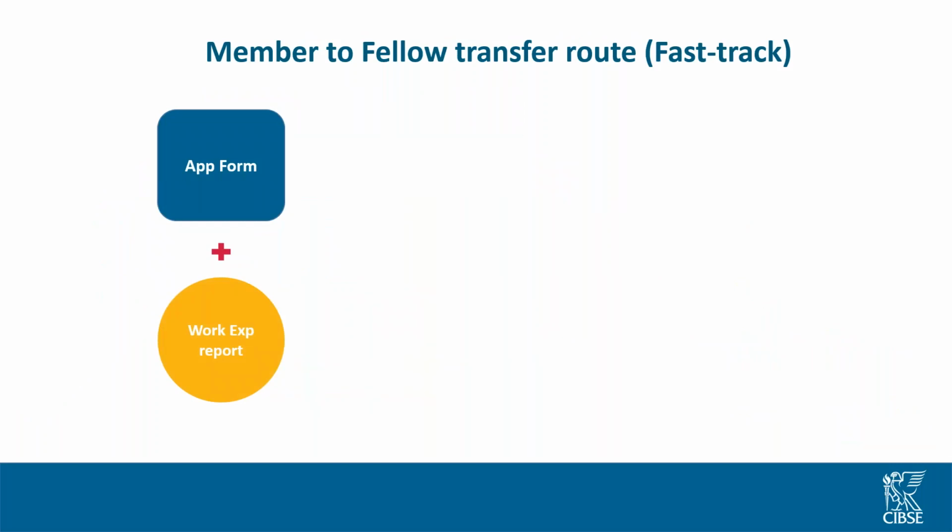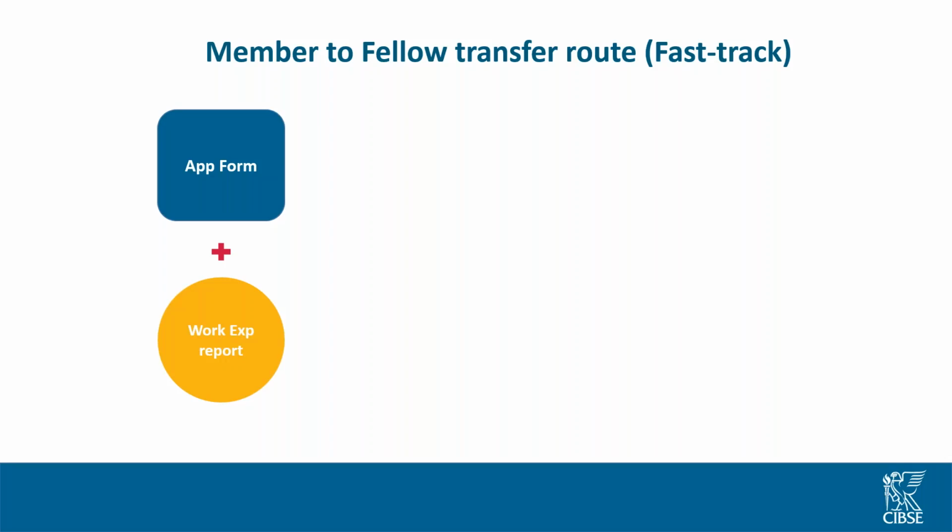So, moving on to the member to fellow transfer fast track route. This fast track route is for those who already hold MCIBSE and are looking to upgrade from MCIBSE to FCIBSE. You do not need to hold engineering council registration to apply for the fast track route. You just need to hold member grade.